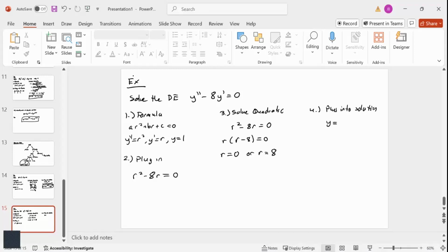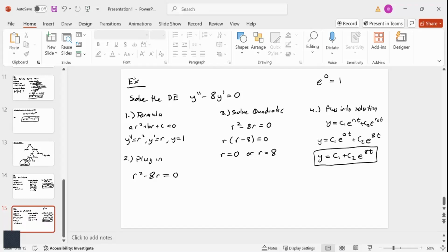y equals C1 e to the r1 t plus C2 e to the r2 t. And so y is equal to C1. Now, this is kind of an interesting one, so pay attention to this. I plug in 0. Remember, e to the 0 is not 0, it's 1. E to the 0 is 1, which means you're not going to have two exponentials, but rather you're going to have C1 plus C2 e to the 8t, like that.